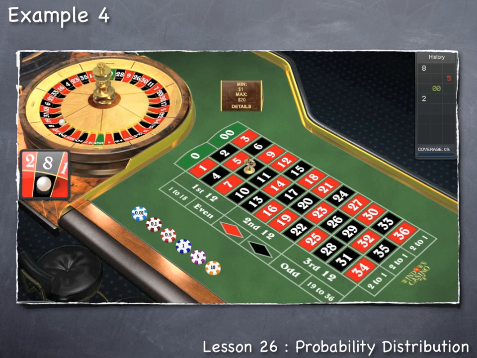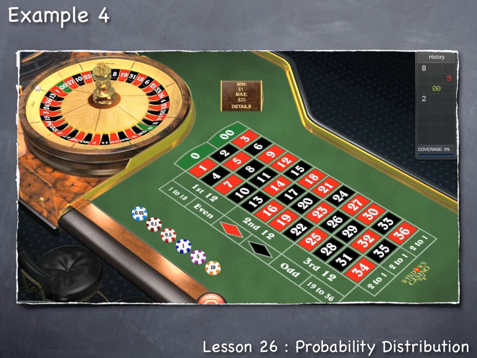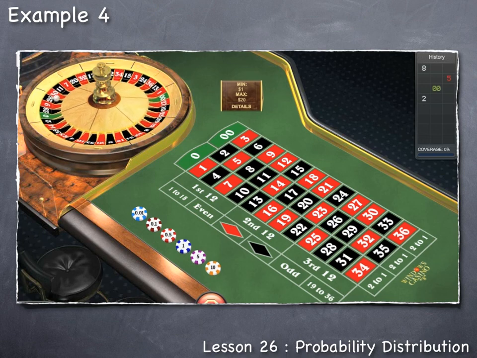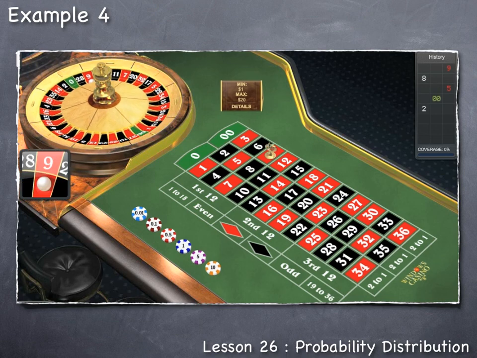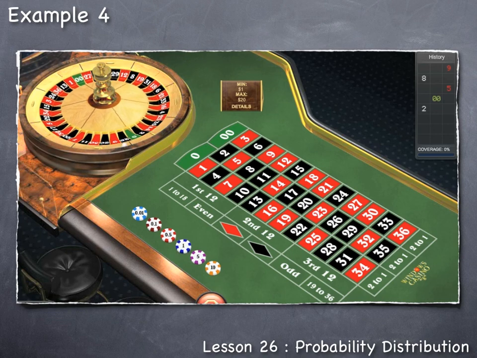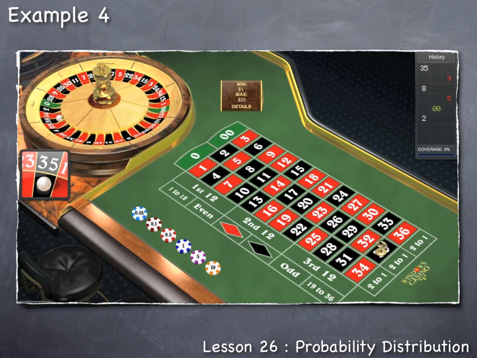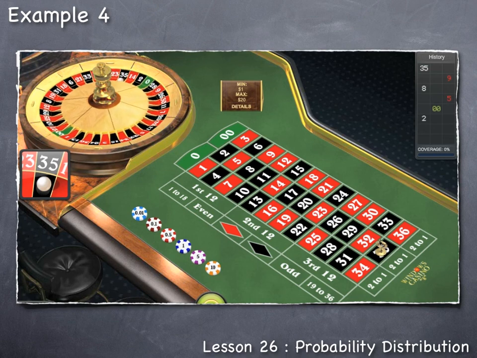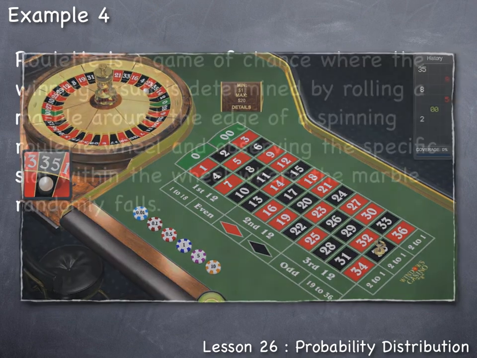So in roulette, the roulette wheel is spun and the marble is spun, and it will randomly fall into the wheel, eventually landing on one of the slots, and the resulting outcome could be red 9. So any bet on red, or any bet on 9, or any bet on an odd, or any bet on the first 12 numbers would have won that result. Now, to answer any sort of probability questions involving roulette, we need to completely understand the construction of the roulette wheel.